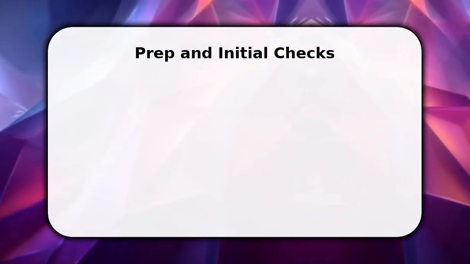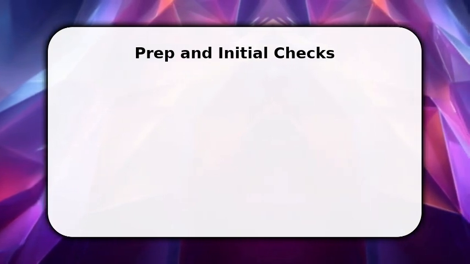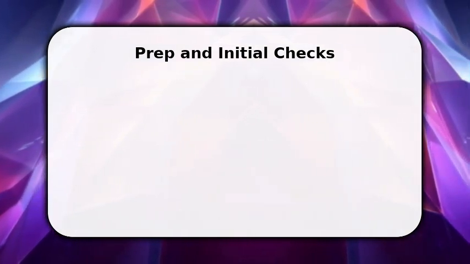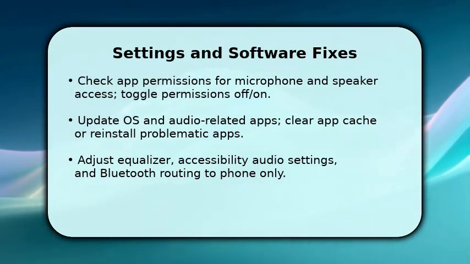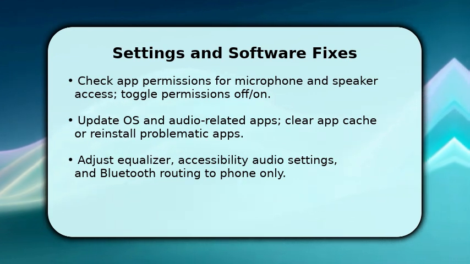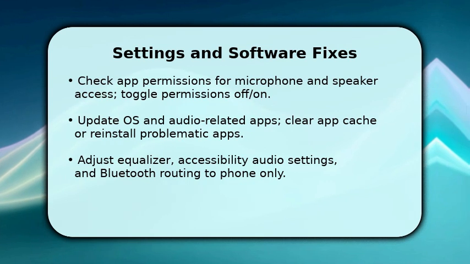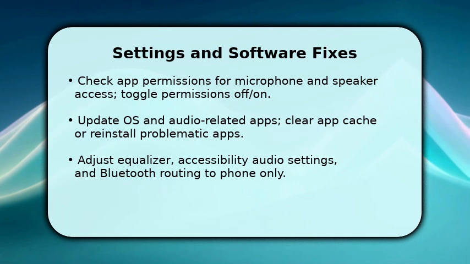Then plug in headphones and play a test tone to determine whether the problem is isolated to the speaker, earpiece, or system-wide audio output. You now dive into software. Open settings and confirm app permissions for microphone and audio. Toggle permissions off and on to force a refresh. Next, update the OS and any audio-related apps, since bugs are often fixed in updates.